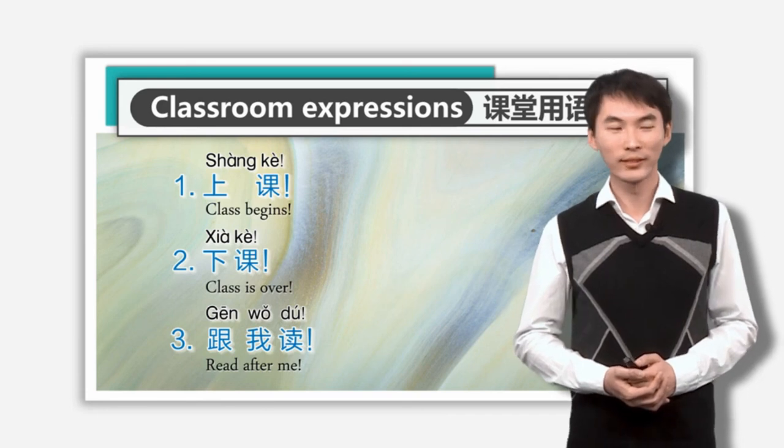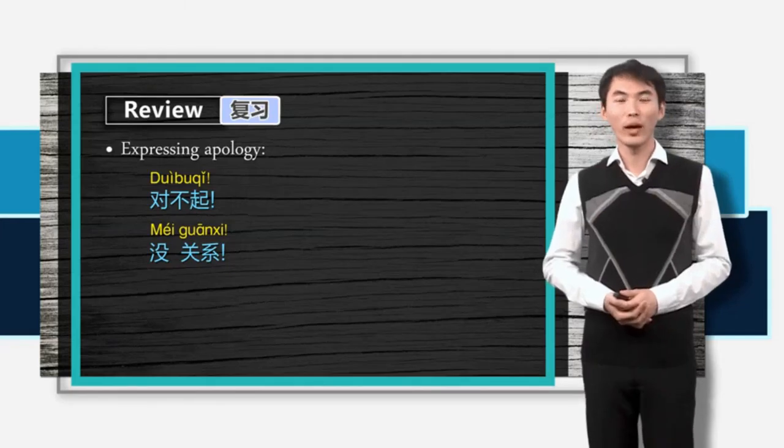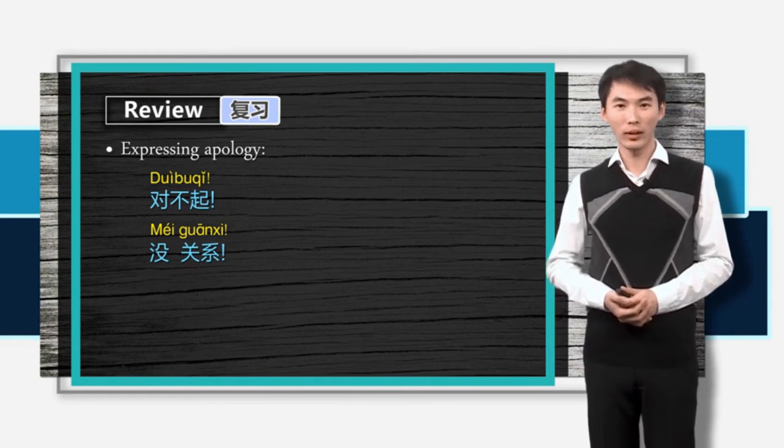Very good. Today, we have learned how to apologize to someone and how to respond to it in Chinese. 对不起，没关系. Have you got them? Please practice more after class.